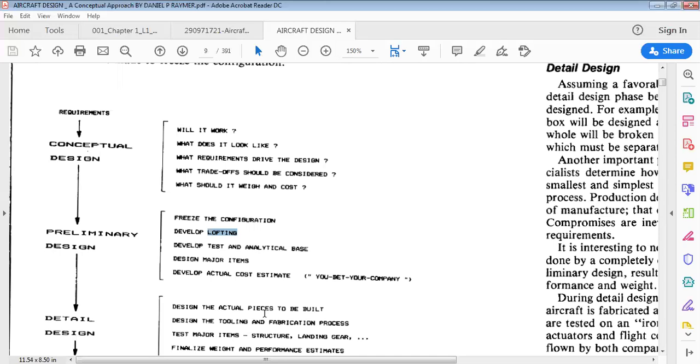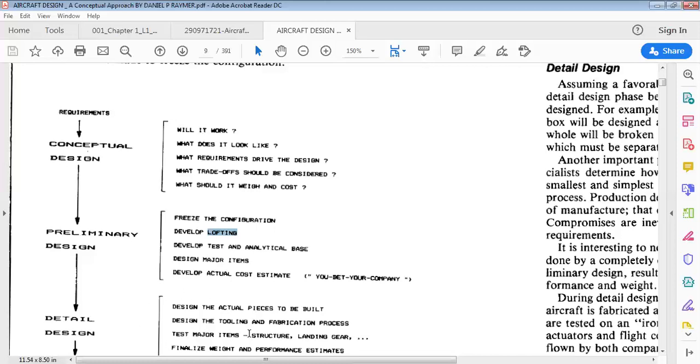Design of the tooling and fabrication process, test major items, structure, landing gear, finalize the weight and performance estimates. Here I told you already, you came to know what type of landing gear, what type of wing, what type of tail, how many engines, correct? In the preliminary design itself, you'll configure and we'll freeze that. In the industry, the actual pieces, what the aspect ratio should be, what the wingspan should be, these are all things done in the detailed design.